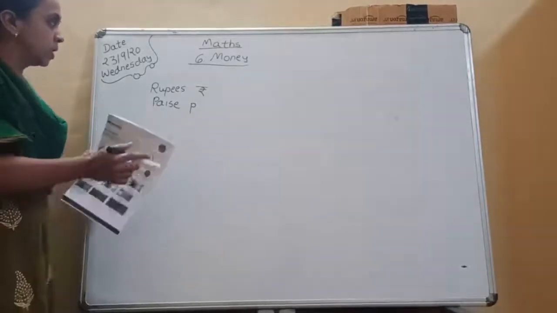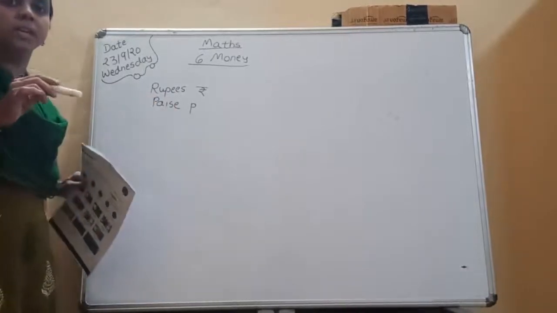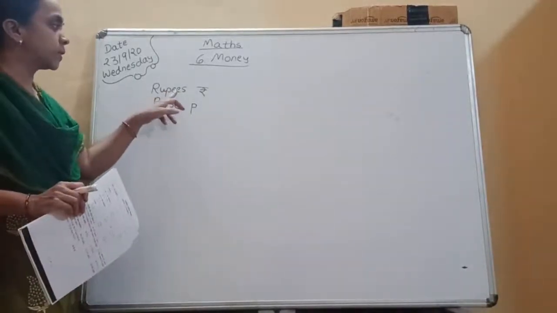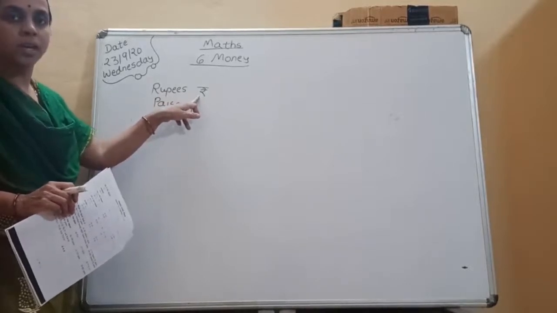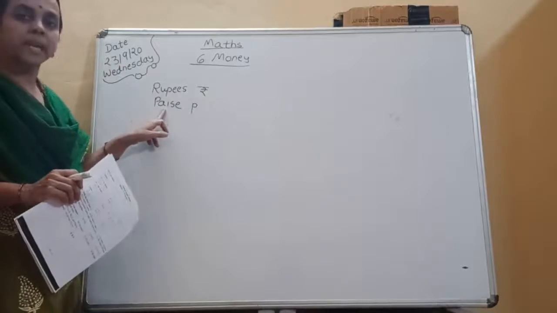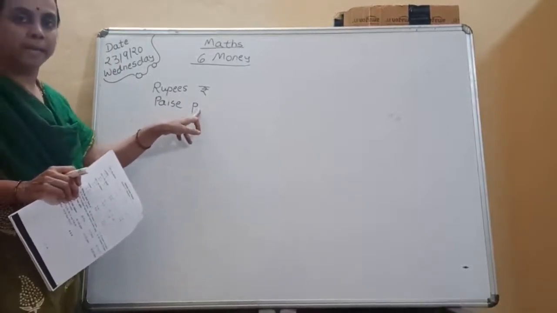Now, rupees. What we say, I am having 100 rupees. Okay, 100 rupees. So how do we write rupees? We write rupees by using this symbol. This is the symbol of rupees. And how do we write paise? We write paise by using this small p.